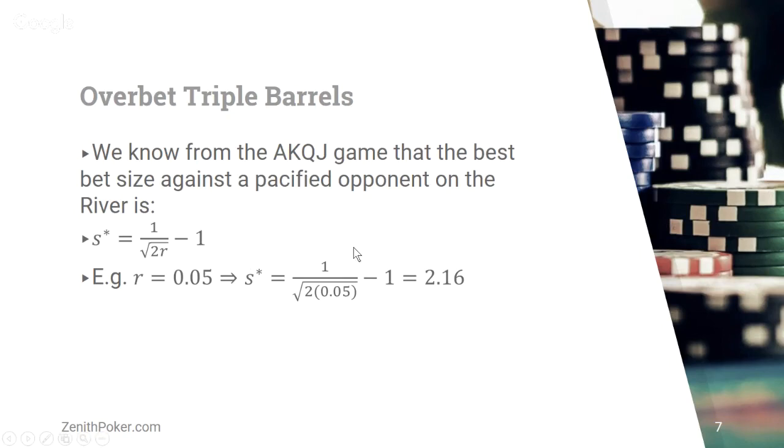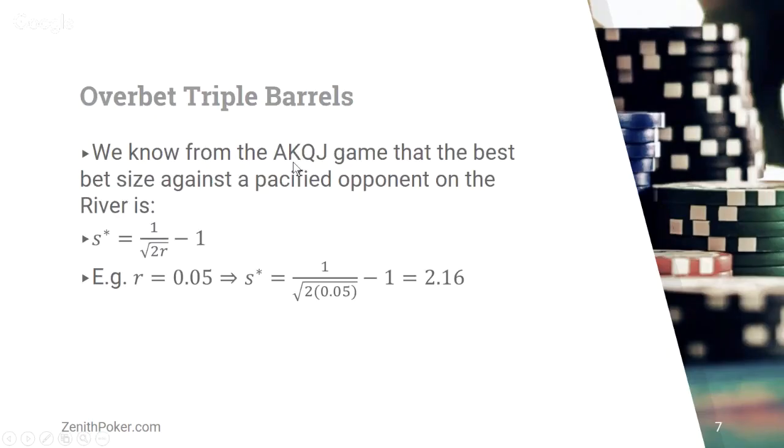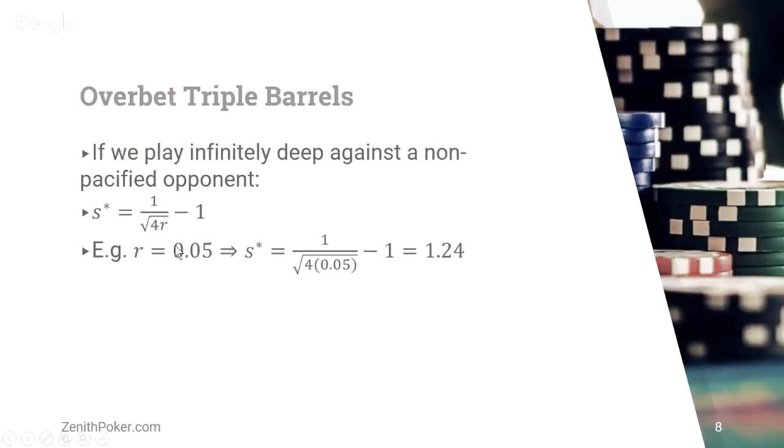You can use similar thinking when we've done hold'em. I'm going to go to this next slide first. If we're playing infinitely deep against an opponent that isn't pacified, in the same Ace-King-Queen-Jack game but the opponent can raise, our bet size is given by 1 over 4R instead. If we have the king, we bet this S star size, and when our opponent has an ace, they're going to check raise all in, infinity, with an ace and the same number of queens, right? So then our best bet size is 1.24.